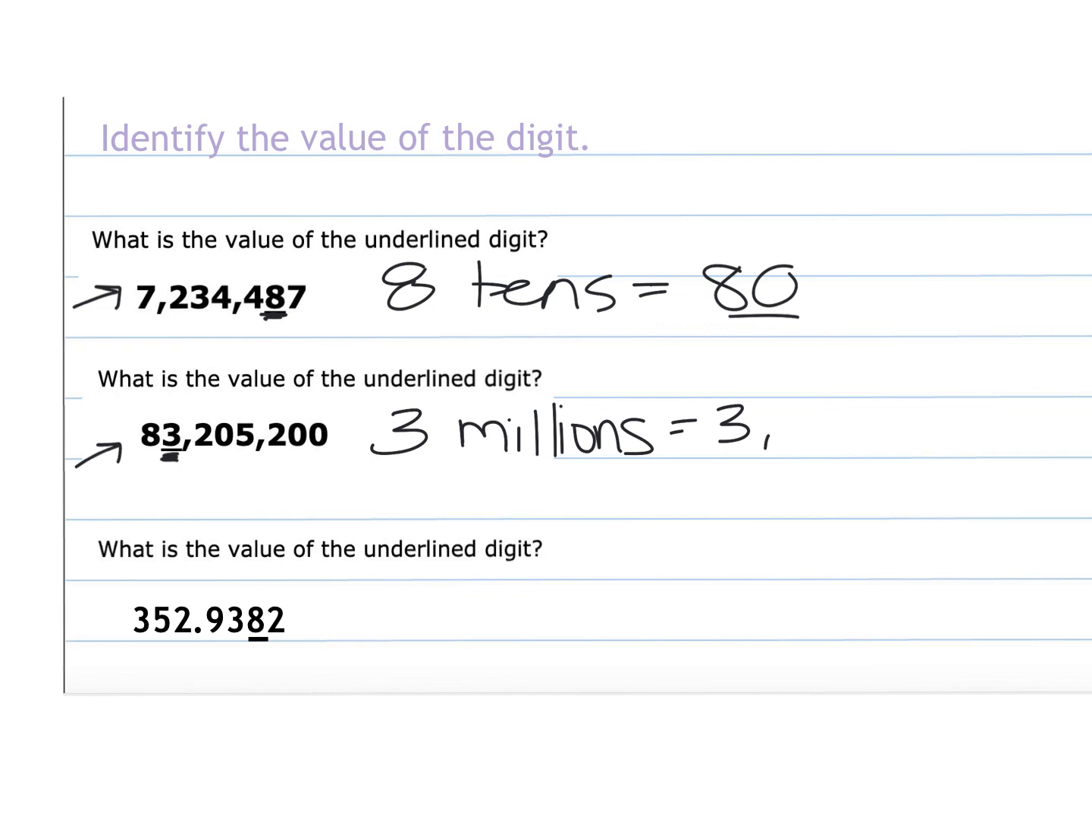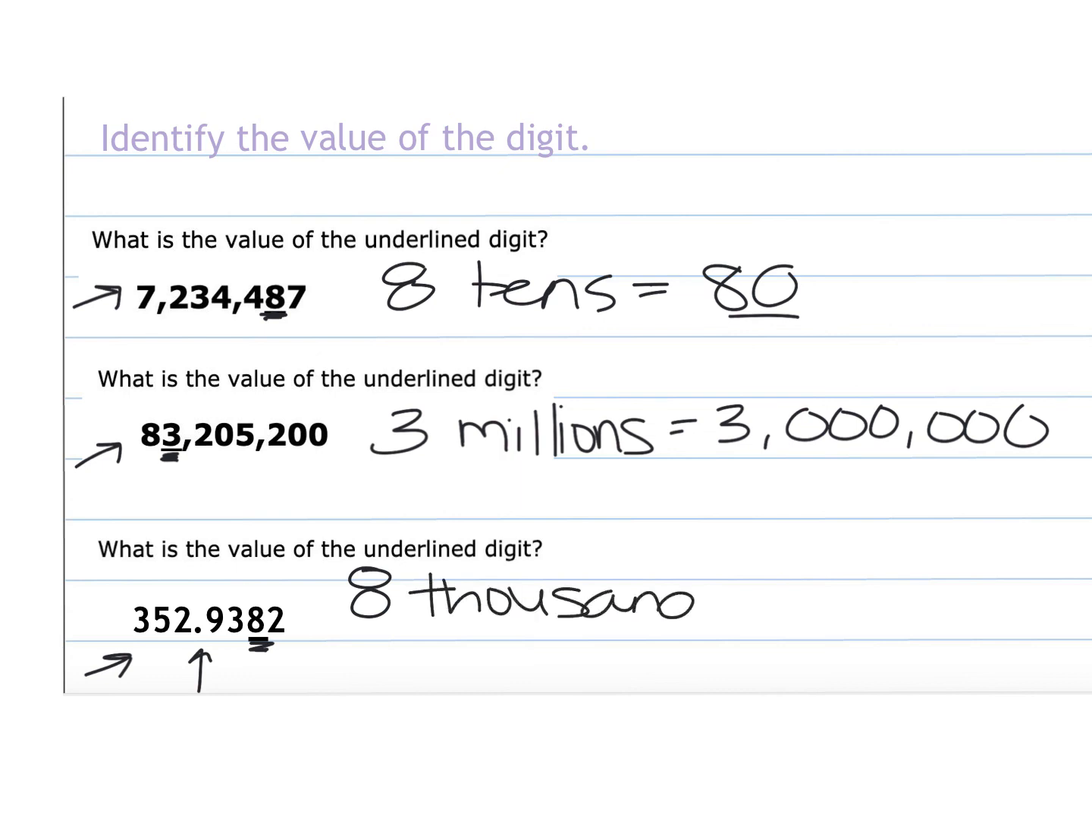3 millions then would be written like this. And then we have 352 and, because that decimal point tells me I say and, then 9,382 10,000s. I say 10,000s because 2 is in the 10,000s place. But the 8 is underlined, which is in the thousands. So we have 8 thousandths, which would then be written as 8 thousandths, just like that.